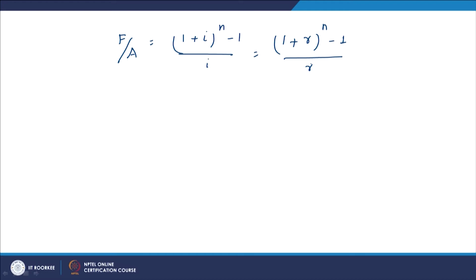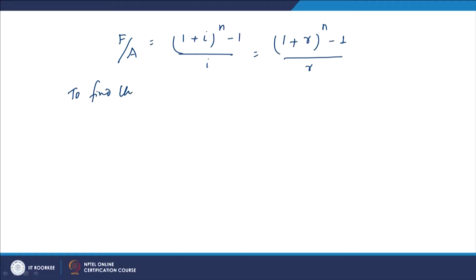Before that, let us have a quick look at the derivations we did for the annuity. We know that the F by A factor was 1 plus I raised to the power n minus 1 upon I, or many a times you will see it represented by the term R also: 1 plus R raised to the power n minus 1 by R. That is the F by A, the equal payment series compound amount factor, and that is how we define it.